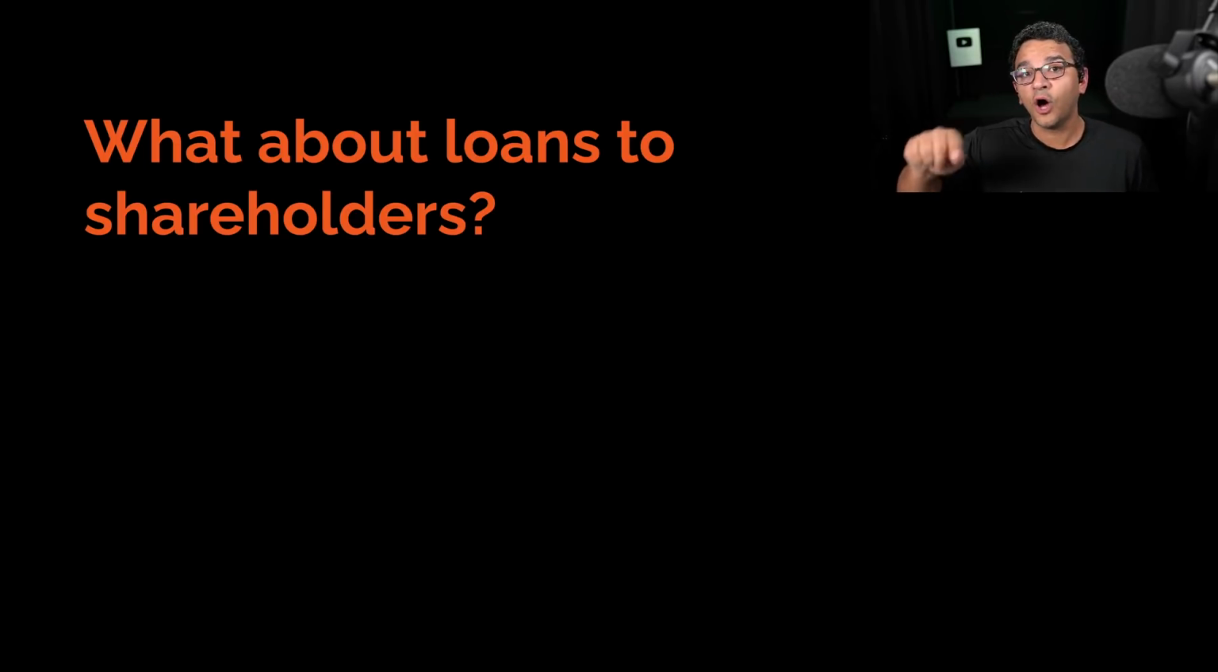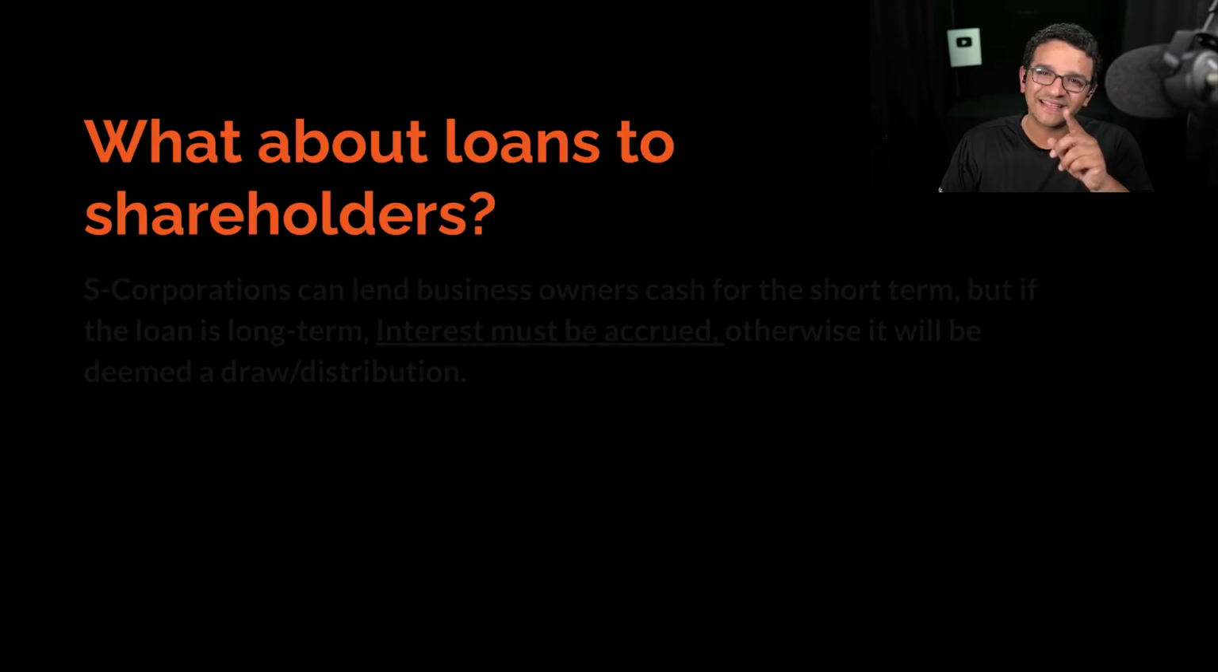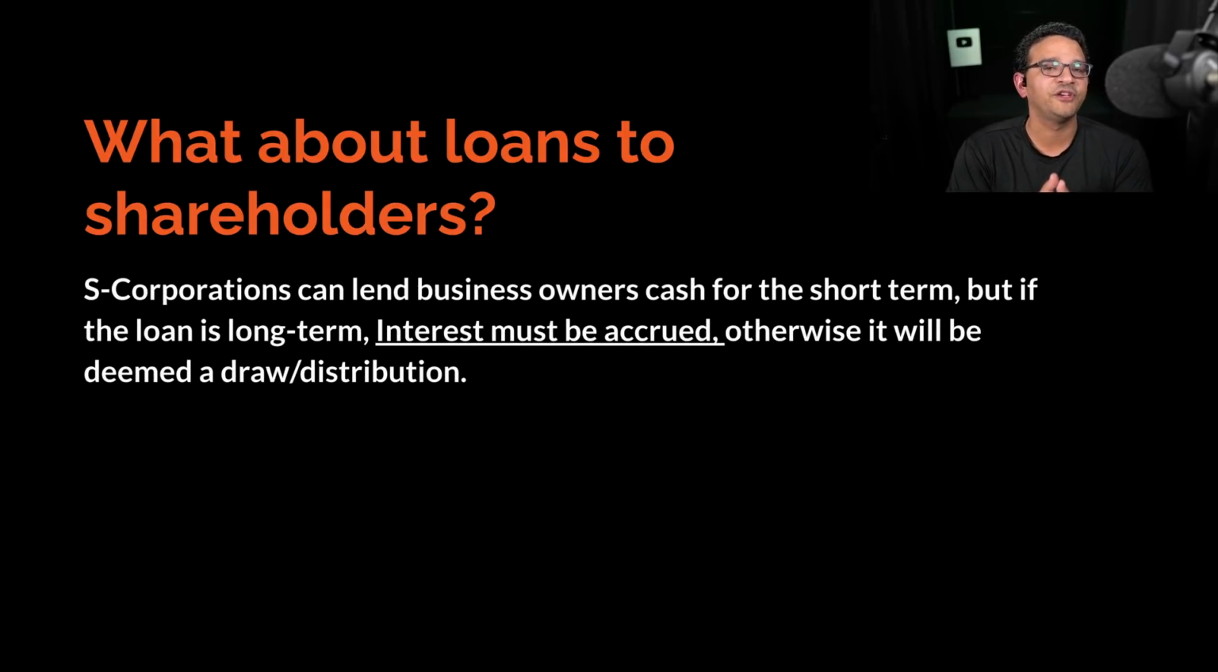Now, what about loans to shareholders? That gets a little bit trickier. With S corporations, they can lend the business owner as much cash as possible in the short term, as long as the business owner pays it back, usually within the year. That's what short term means.